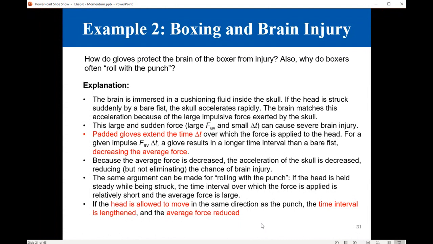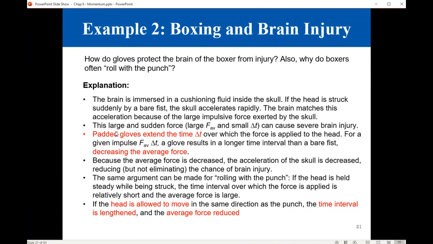The brain, as we know, in our heads, is immersed in a cushioning fluid. Now, if the head is struck suddenly by a bare fist, the skull accelerates rapidly. The brain will match this acceleration, and there will be a large impulsive force exerted by the skull. Now, this large and sudden force, we will now discuss the impulse. The average force multiplied by the action time can cause severe brain injury.